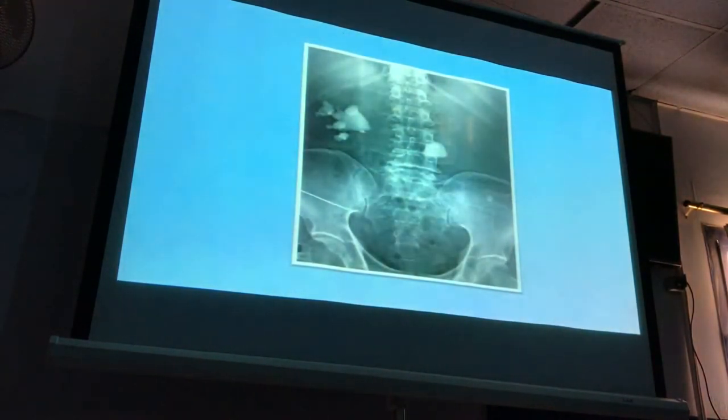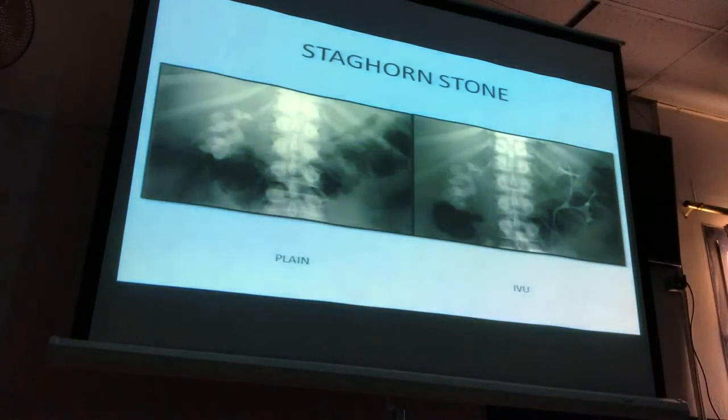A very big stone fills the pelvicaliceal system of the right side. This is termed staghorn stone. Another staghorn stone. You will see here the pelvicaliceal system of the left side appears. The right side shows only the stone. So this is a staghorn stone in the right side, and the right kidney is non-functioning. No dye appears in the right kidney. So it is a non-functioning right kidney, and at the same time, the stone fills the pelvicaliceal system.